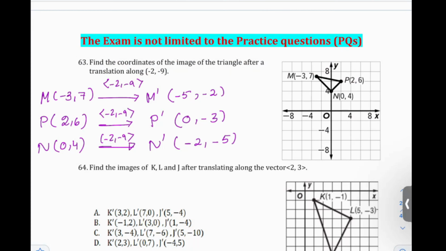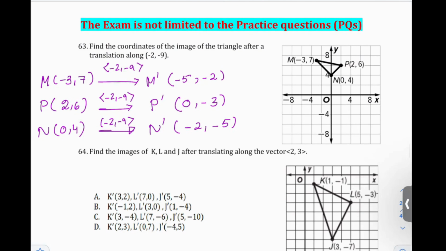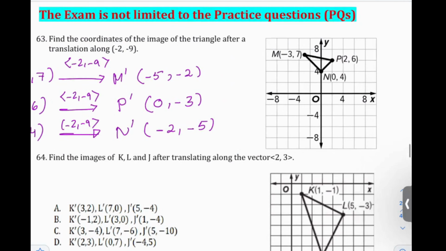If you are asked to plot, or graph, then read the question carefully, you need to graph. So let's see, -5, -2, just in case you are asked to do that. So this is -6 because the scale is 2. -5 will be the middle, with -2 somewhere here. So this is M prime. 0 and -3 would be somewhere here. -2 and -5 will be somewhere here. And if you match, this is N prime.